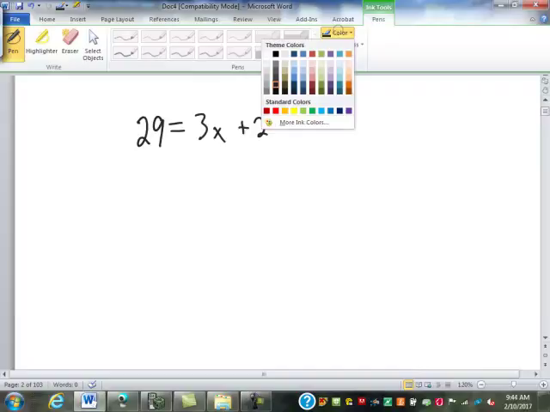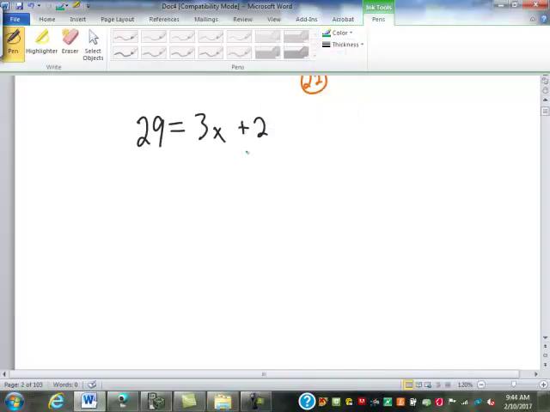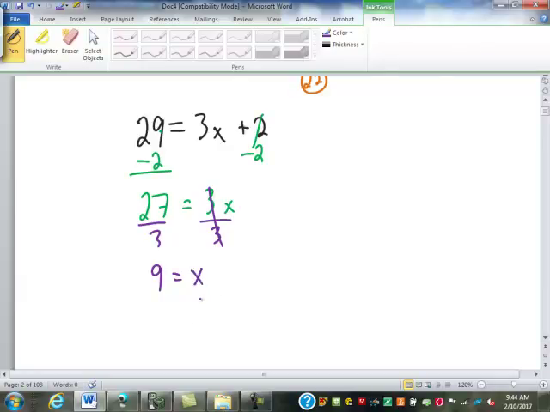So what is the first thing we have to do to take this apart? To subtract 2, very good. So subtracting 2 over here as well gives us 27. Over here, all that's left is the 3x. What's next? Divide by 3, very good. So 27 divided by 3 is 9. Here the 3 cancels out and we just have x.